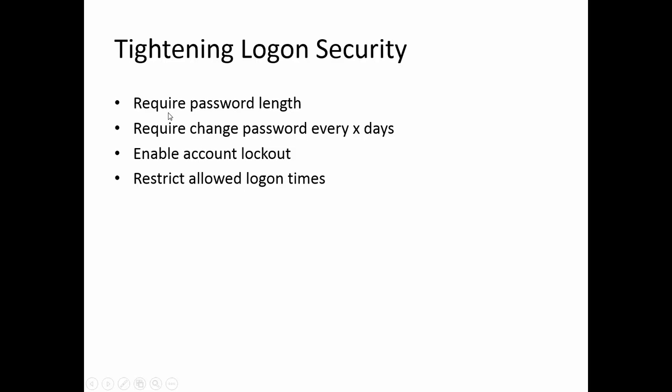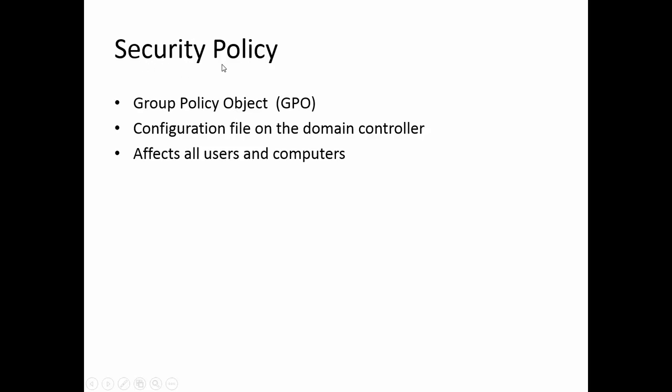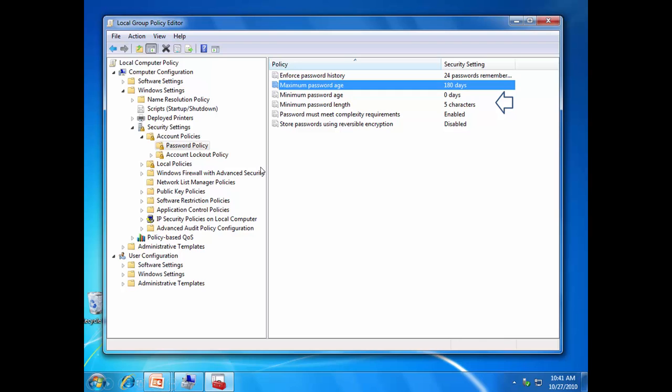Let's start out with require password length. To configure these security parameters, we configure the security policy using the GPO. GPO stands for Group Policy Object, and the Group Policy Object is a configuration file which sits on the domain controller and which affects all users and all computers in the domain. So let's configure the group policy.